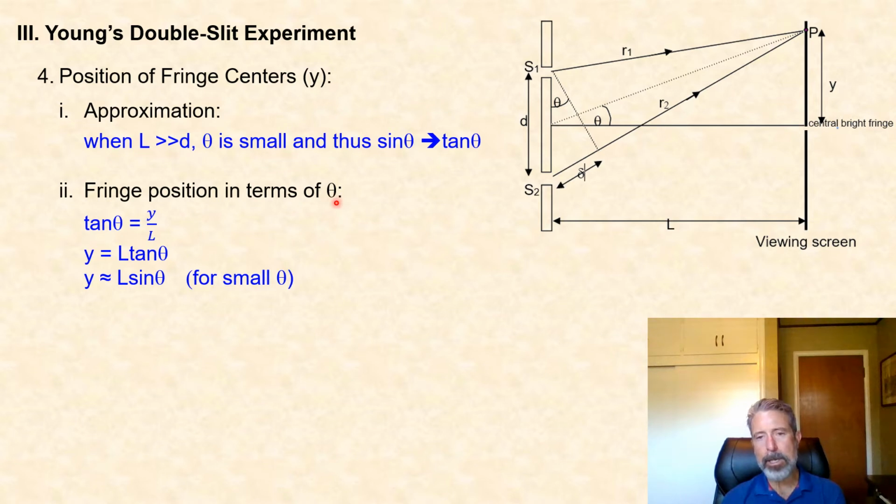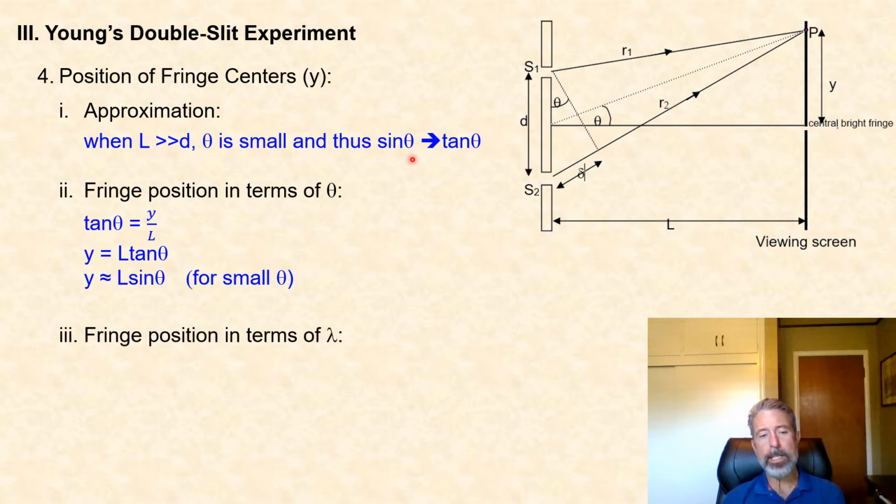And this approximation works really well when theta is less than 10 degrees, and for most situations where you're setting up this double slit experiment, theta will be much less than 10 degrees. When L is on the order of many meters, and d, the slit spacing, is on the order of millimeters or fractions of a millimeter, then that condition is clearly met.